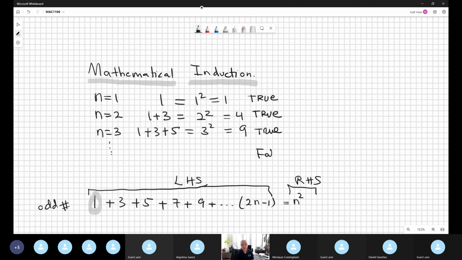This is a challenge. Prove that. And to prove that, we're using mathematical induction. Do you understand the idea?